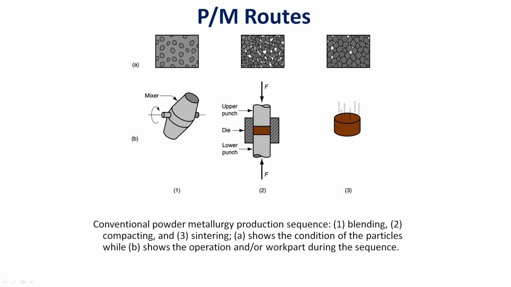After that, powder is put into a die and then compacted. In compaction, you have to apply force to the die. It is normally done at room temperature, and after this, a green pellet is produced. That is what compaction is.